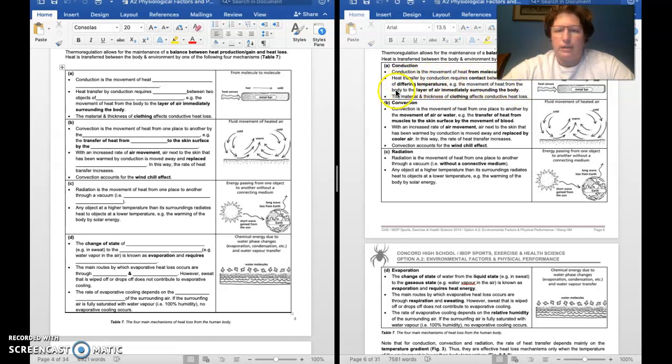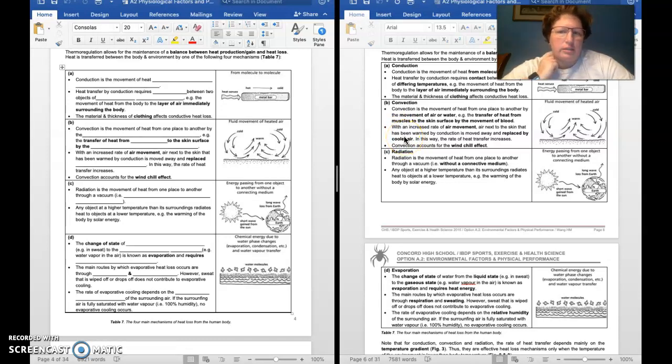So if we're looking at conduction, or conductive heat loss, in the wintertime, we typically wear those thick Under Armour shirts or Nike shirts where we're trying not to lose a lot of heat. And the reason why is because the thickness of the clothing will affect conductive heat loss. Basically what that's doing is making a boundary layer around our skin so we don't lose too much heat.